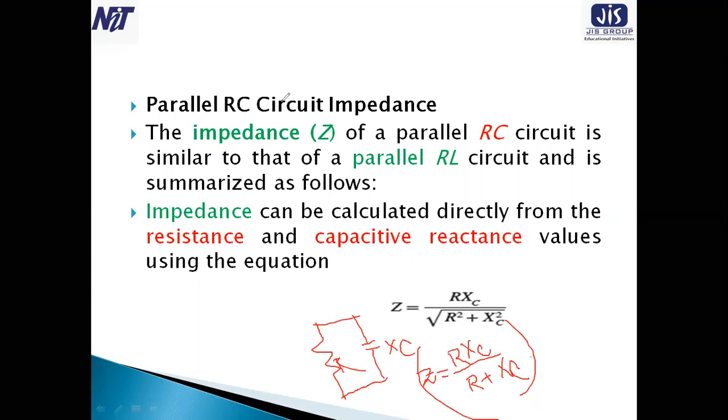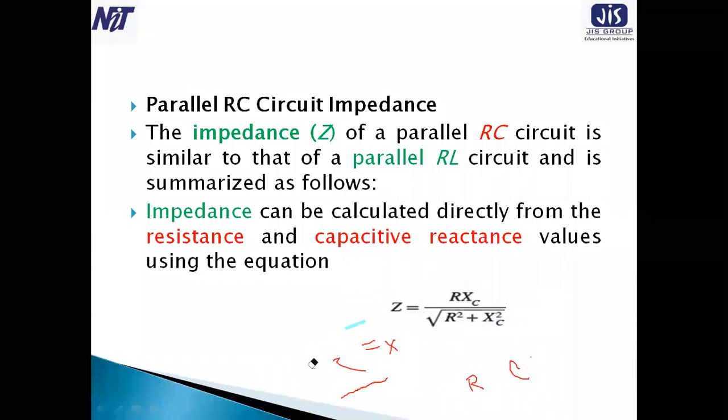In this way, we can directly find the value of Z from the circuit, because to find the impedance, we have to short the voltage source. We have to remove the voltage source from the circuit and short the line. You know it from Thevenin's theorem. Now go to the next slide.